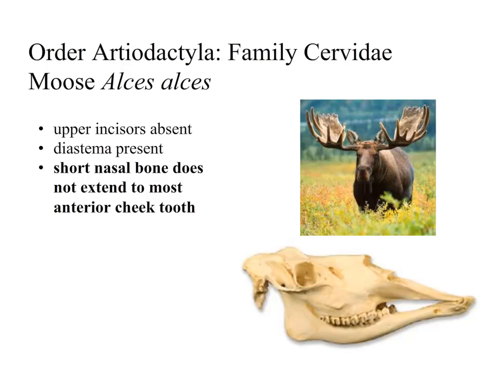Next in the same family is the moose. So we have no upper incisors. There is a diastema present. Relatively short nasal bone. You can see it projecting right there. It does not extend to most of the anterior cheek teeth. So you can see it actually cuts off prior to where the cheek teeth actually end, or towards the anterior side of the skull. So again, what differs relative to the white-tailed deer are those features, but also size. The size of the skull, as you can imagine, being a much larger animal, is significantly larger. So that's one of the key features we would use as well in identifying this skull.